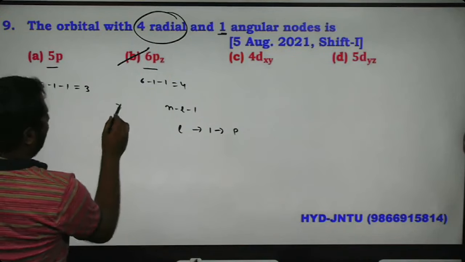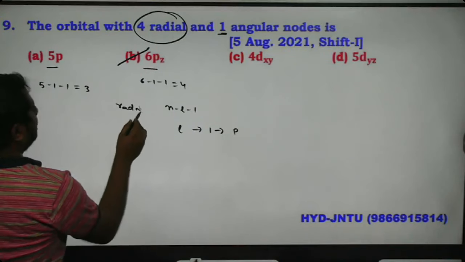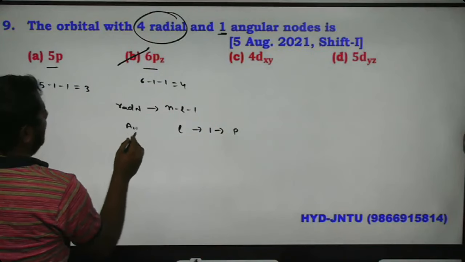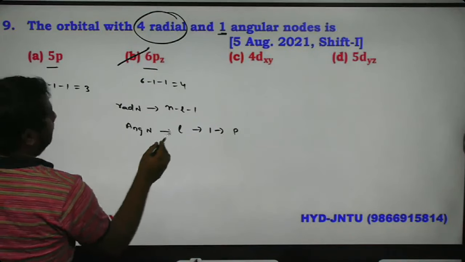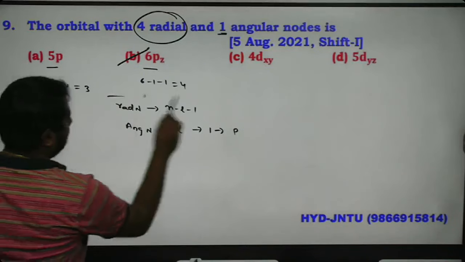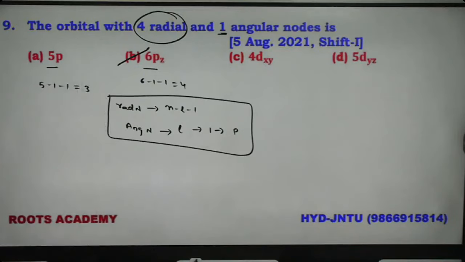Confuse avaddu. Meeku endalu cheppinive radial nodes ki spherical nodes ki formula idi. Angular node ki formula l. Okay, you can go with B. Ivi formulas. Okay. Right.